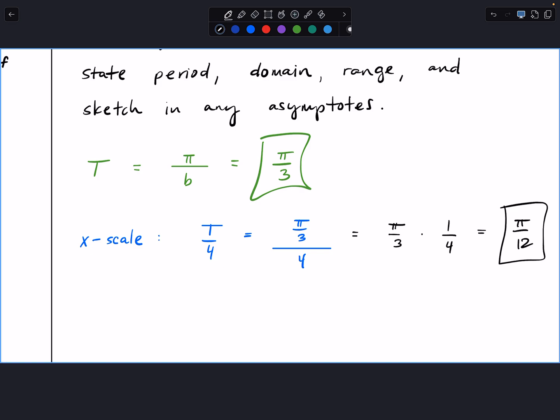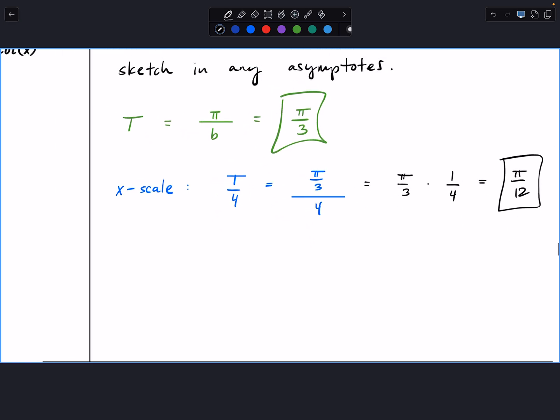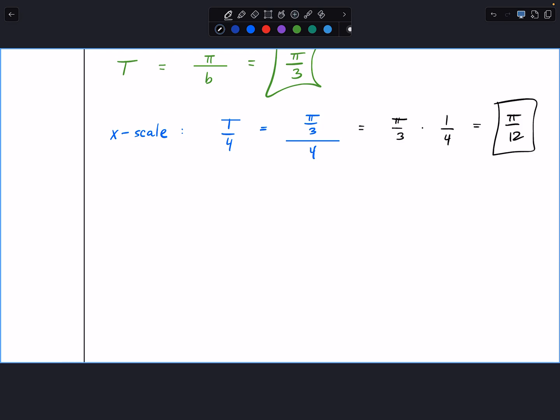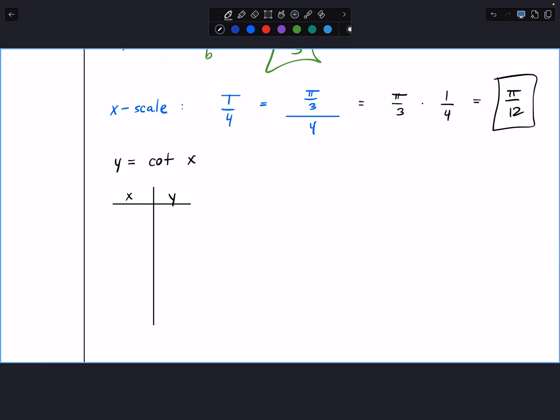All right. So same idea, let's make a table. So y is equal to cotangent of x. Cotangent's nice because it starts at 0 and ends at pi. And then the values in between, I'm going to pick pi over 4, pi over 2, and 3 pi over 4.